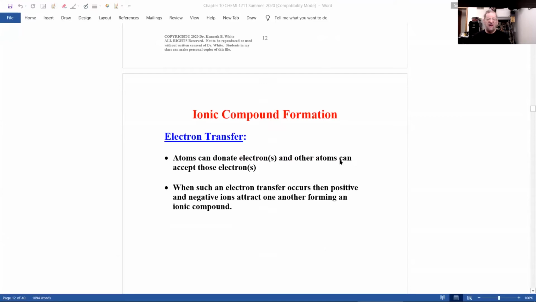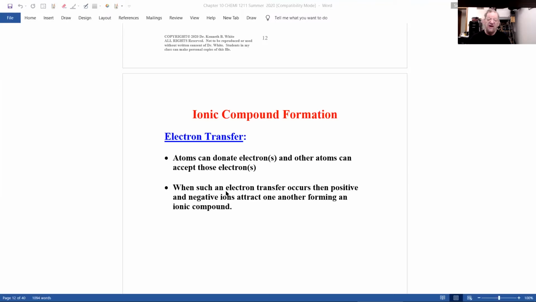And let's talk about ionic compound formation. Remember, there are two types of compounds, ionic compounds and covalent compounds. Actually, there's three. You can have a mixture, but we'll talk about that later on. Ionic compounds are formed when atoms donate electrons and other atoms accept those electrons. So if I'm an atom and I want to get stable and you're an atom, I could say, hey, take my electrons. And if you needed them, you say, sure, I'll take them. And you both become ions.